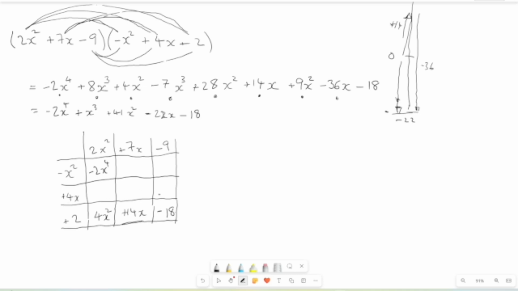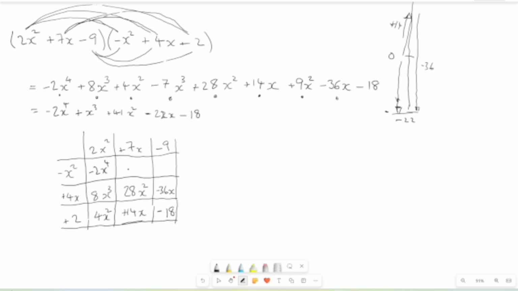Plus, let's do this cell, plus 4x times minus 9 is minus 36x. Plus, do this cell, plus 7x at the top, plus 4x at the side is 28. It's positive because it's not negative. X squared. 2 times 4 is 8. X times x squared is x cubed. So that's that one.